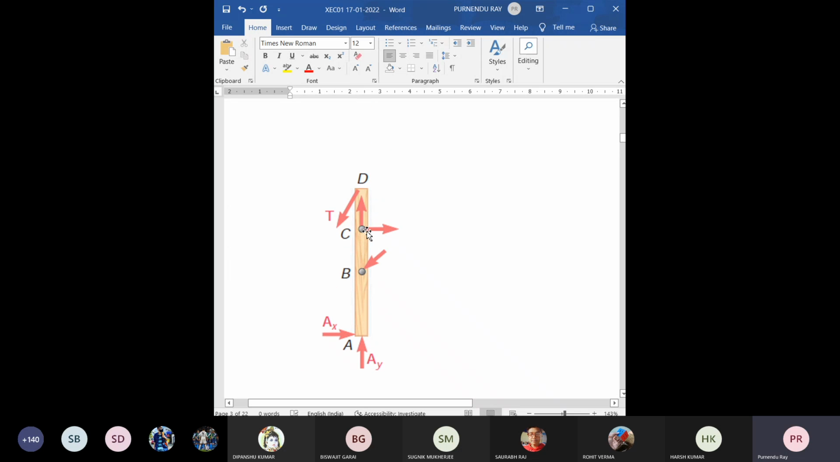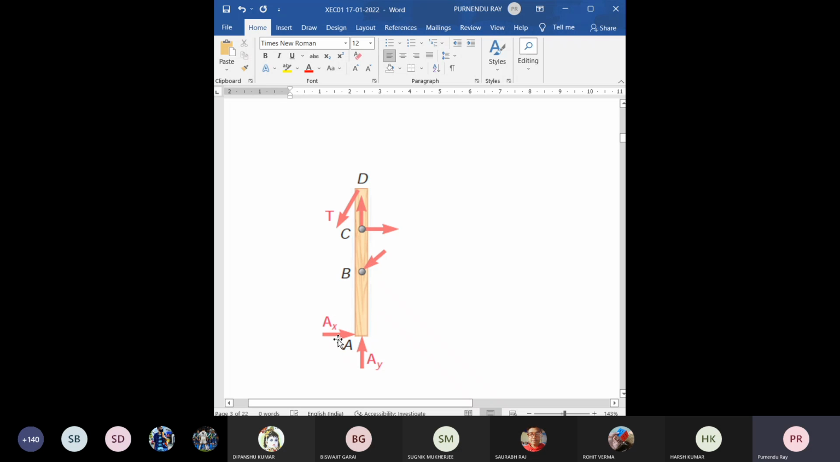So sigma Mc equal to 0 will eliminate this force and this force directly, because the distances are 0. So only this unknown force remains. This unknown force multiplied by this perpendicular distance is clockwise. T multiplied by this perpendicular distance is anti-clockwise. Ray does not contribute in that equation Mc.